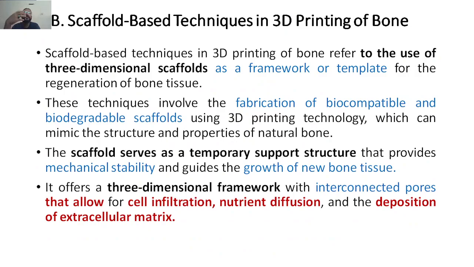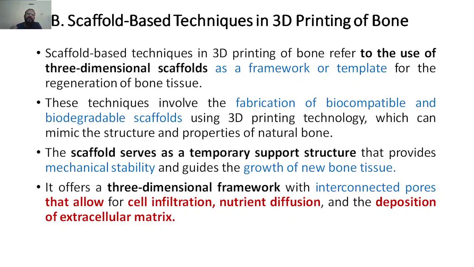Okay. So the next approach is what? Scaffold based techniques in 3D printing of bones. Here we need a framework template which helps for the regeneration of the bone tissue. These techniques involve fabrication of biocompatible and biodegradable scaffolds using 3D printing technology, which can mimic the structure and properties of natural bone. Again, it is telling the same thing: we are using 3D printing technology to fabricate biocompatible and biodegradable materials so that they can mimic the structure and properties of the bone.